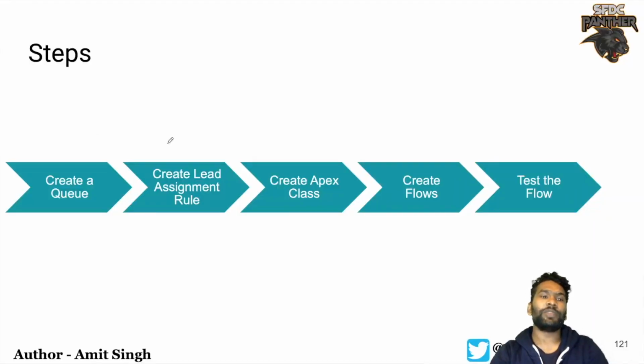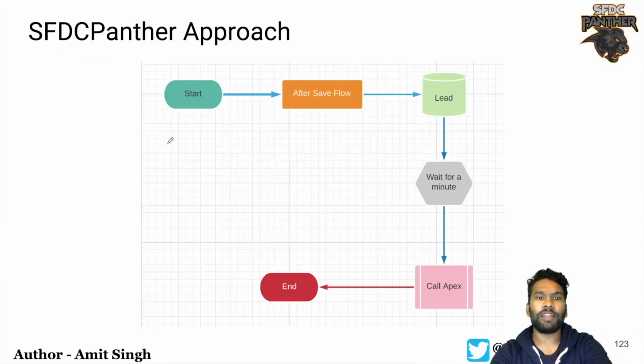Now what is going to be the second part of our requirement? The second part of our requirement is basically going to call the lead assignment rule from our events. So how are we going to do that? We are going to call an after save flow. The reason we are using an after save flow is that we will need the record ID of the lead so that we can trigger the lead assignment rule.